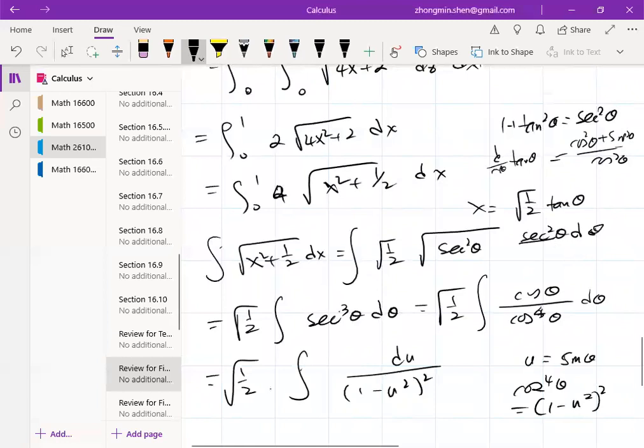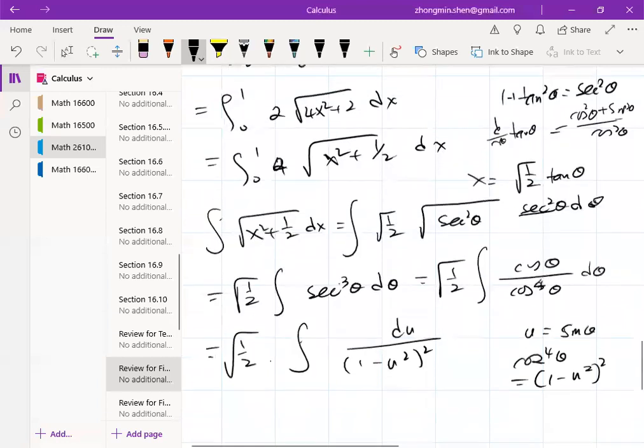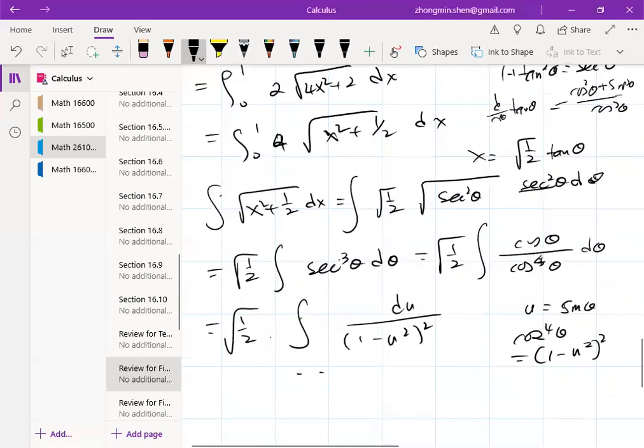I think it's a very complicated problem, but you can evaluate it. It uses several substitutions on the way. Why can you evaluate this one? This is a polynomial, and you can decompose it into a sum of partial fractions.